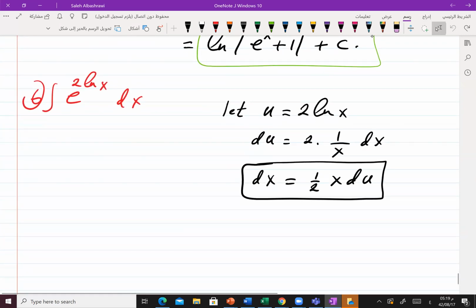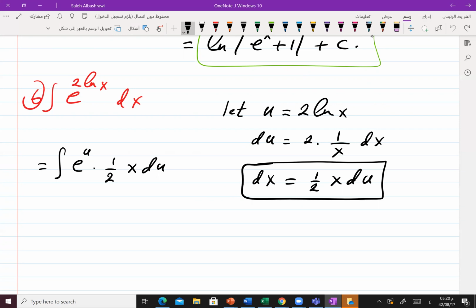So the integration now will be e to power u multiplied by dx. Dx is 1/2 x du. Now I have a problem in this question, because I still have x there. After the u substitution method, we shouldn't have any x in the problem, but I have x. So we have to remove it from the integration, because my integration now is in terms of the u variable. I have e to power u and du. So x must be removed or written as a function of u.